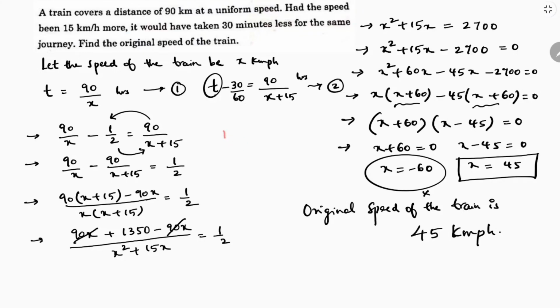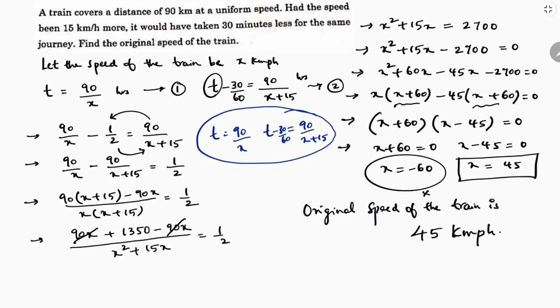This question was actually asked in CBSE, March 2026, for 5 marks. See, for this problem, first I wrote time equals distance by speed, that is 90 by x. Now if the speed increases, then time reduces. This is the problem. The total question is only in this one line, and the remaining is all based on solving, getting a quadratic equation and simplifying.